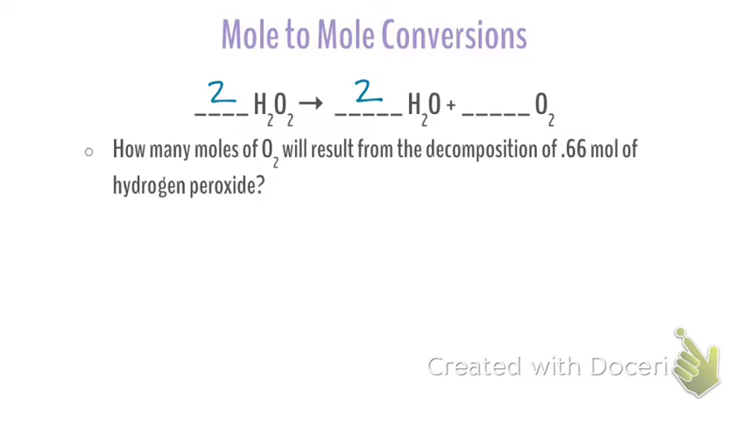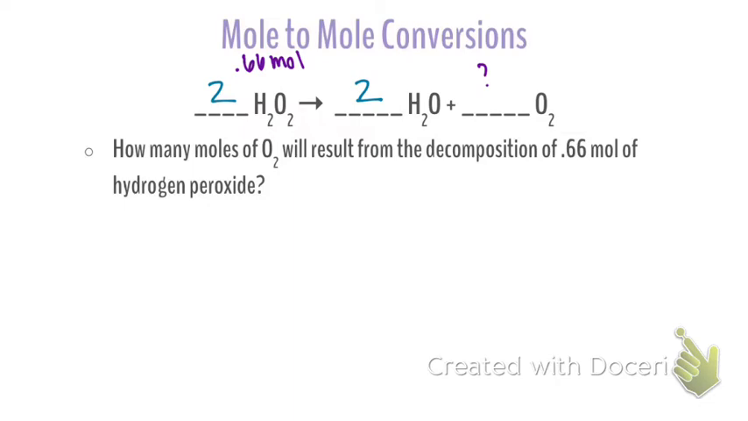So now I'm going to come ask my question, right? 0.66 moles of hydrogen peroxide. Well, how do we know which one is hydrogen peroxide? That doesn't sound like something we know how to name. So how do I know which one's hydrogen peroxide? It's the only one I don't know, right? I know H2O and I know O2, so hydrogen peroxide's got to be the other one, right? So I'm starting with 0.66 moles of that, and it says how many moles of O2 will be produced.